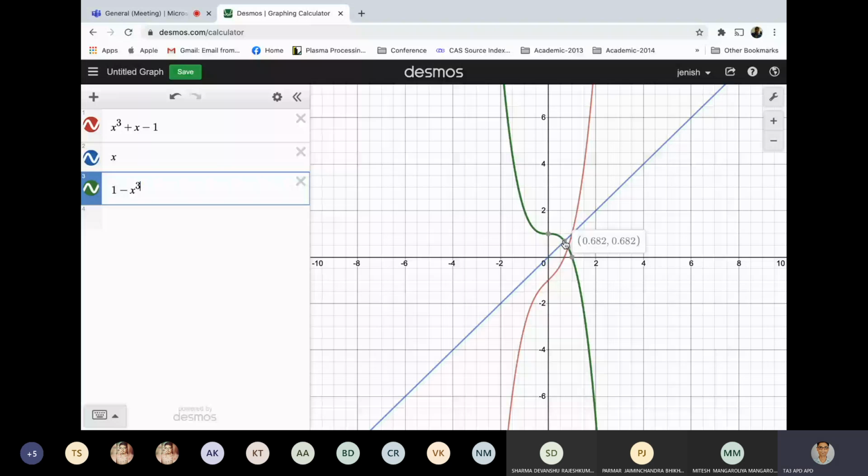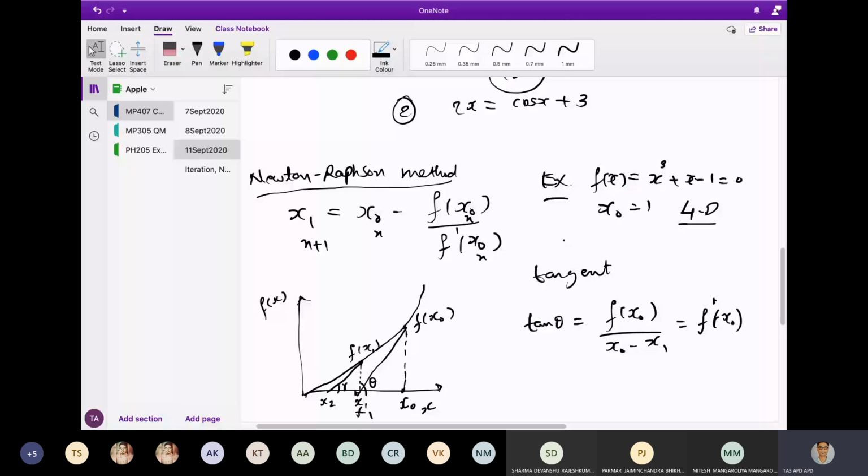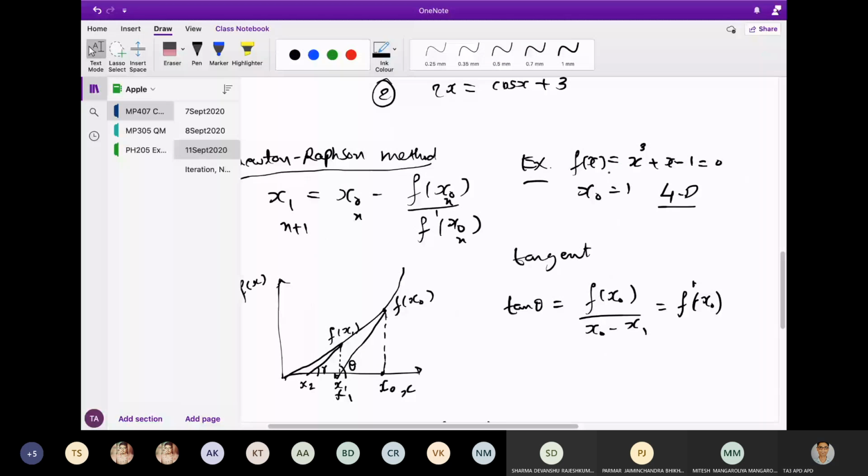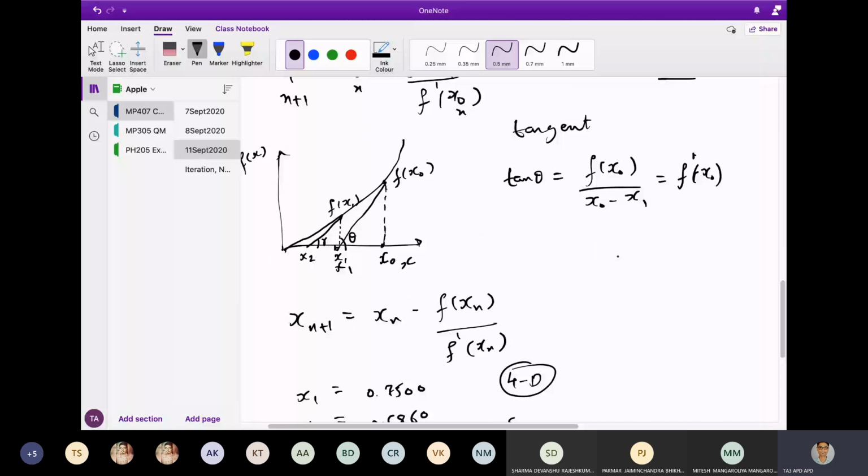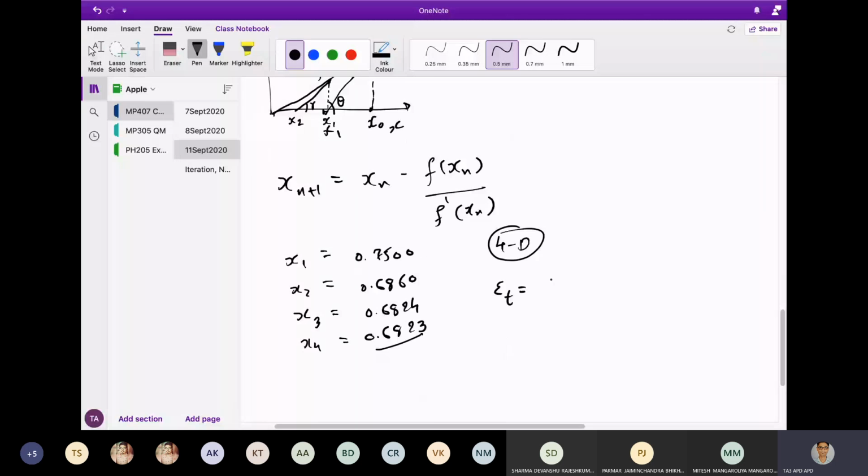0.682. Okay. So, I mean, of course, I'm not getting the 4-digit accuracy over here, but maybe you can use a calculator and see what is the 4-digit answer for this particular problem. And whatever answer you are getting, and then you see what is the error percentage, 0.6823.